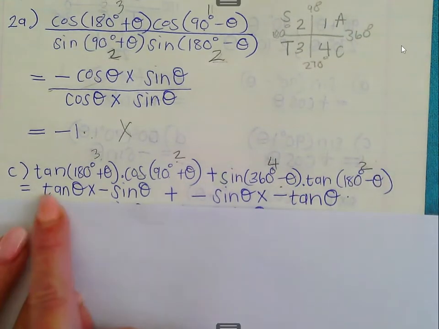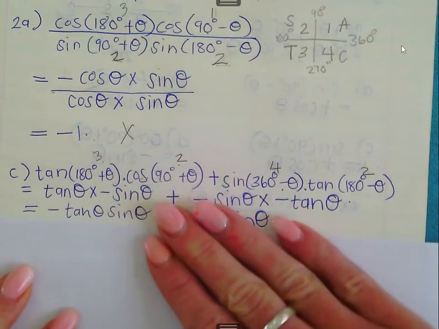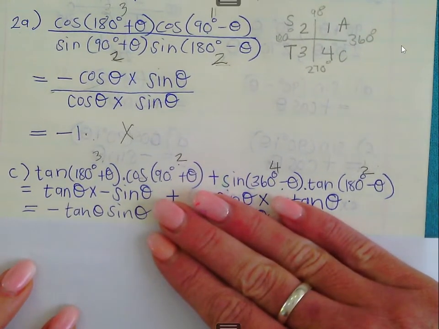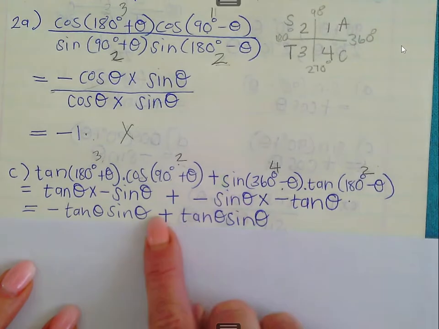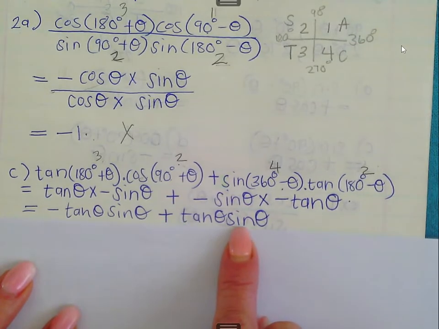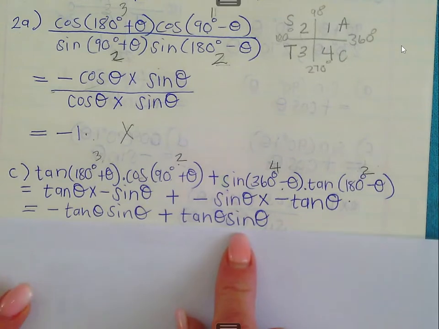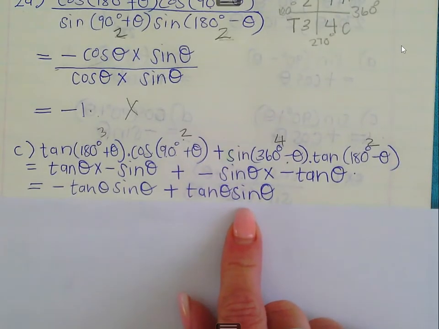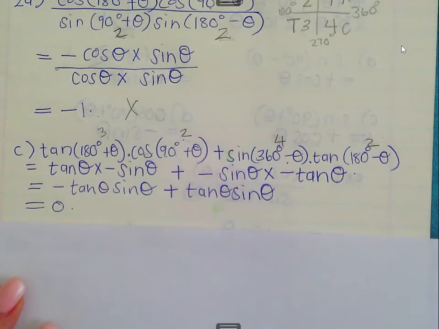Okay, now did you notice here, this is going to be minus tan sin theta. And this one is going to be plus tan theta sin theta. I just shuffled them. Doesn't make a difference. So I have minus something plus the same something, and then my answer is 0.